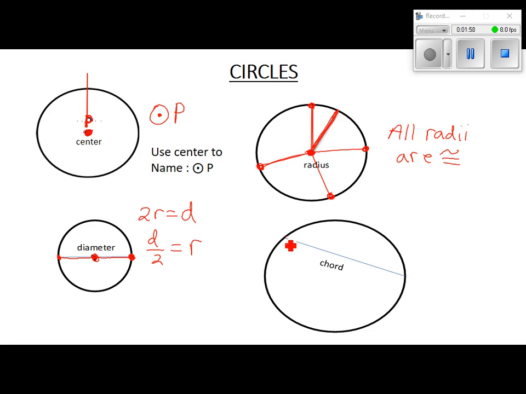A chord goes from one edge of the circle to the other edge of the circle. It's a segment that runs from one edge of the circle to the other edge of the circle. It does not have to go through the center point. When you're looking at a diameter and a chord, a diameter is a chord. A diameter is the longest chord. So a diameter is a chord, but not all chords are diameters.